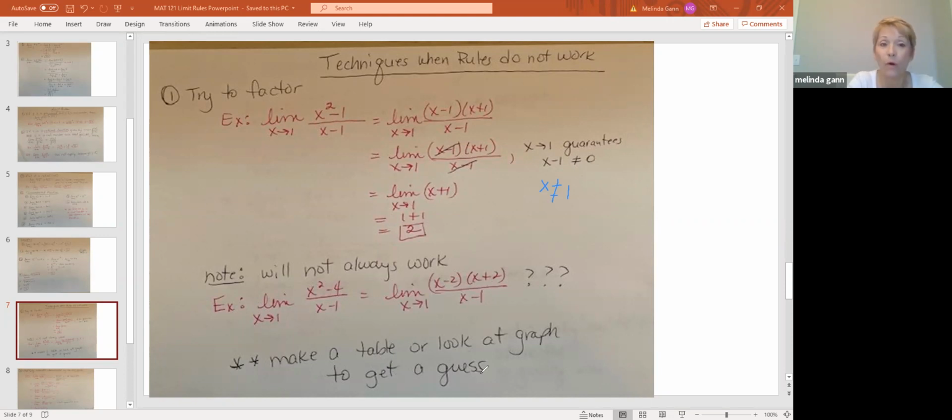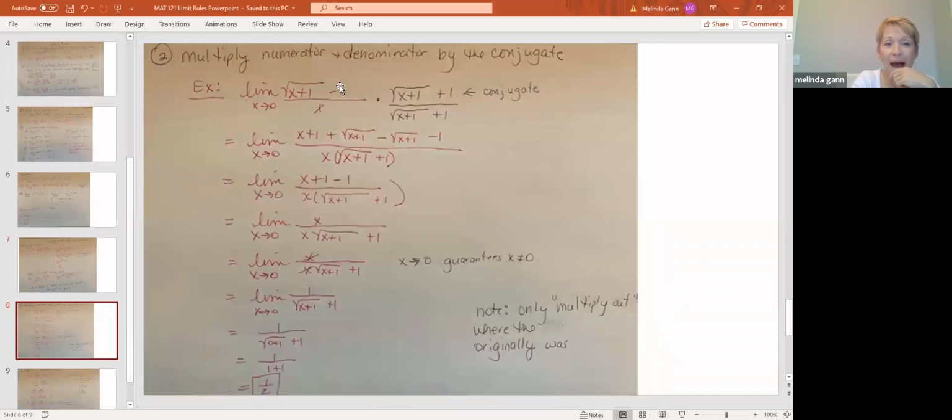Okay? So when taking the number and plugging it in doesn't work, the first thing you should try is to factor it and see if it helps. Sometimes you can't even factor it, so it's not an option, but factoring is one thing you can try. Now, here's another thing you can try. If you've got a root in the problem, then you can multiply the top and bottom by the conjugate.